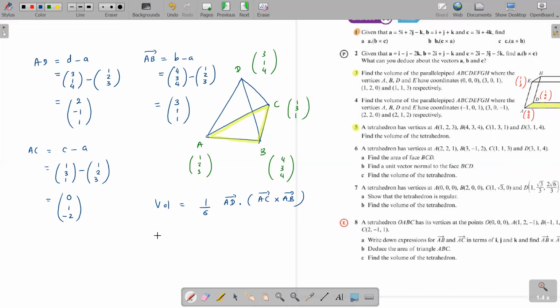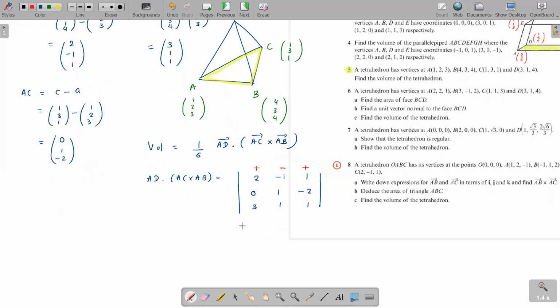So then let's get the scalar triple product. How do we get it? AD dot AC cross AB. First start with AD: 2, minus 1, 1. Then go to AC: 0, 1, minus 2. And then AB is 3, 1, 1. And give the signs here: plus, minus, plus. So we get here 2 times, I'm going to do it immediately, 1 into 1 is 1, 1 into minus 2 is minus 2. Next, there's a minus mark anyway, out, 2, 1 into 1 is 1, minus.